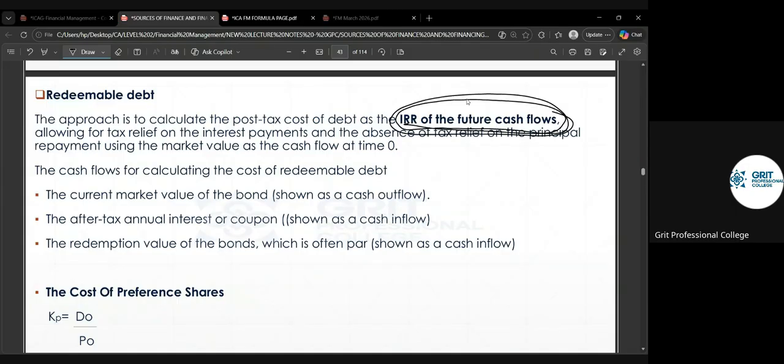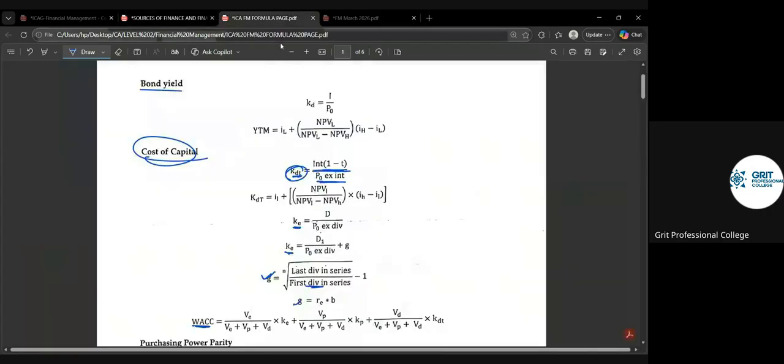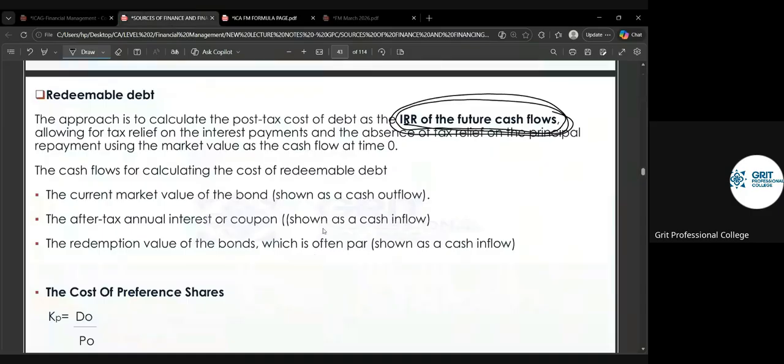Now, for me, this approach is very long. The formula you are seeing here is the internal rate of return. It's too long, so there is a formula that I'm going to give you that is very straightforward. Once you use it, you are going to get the same thing when calculating the cost of debt for a redeemable debt.